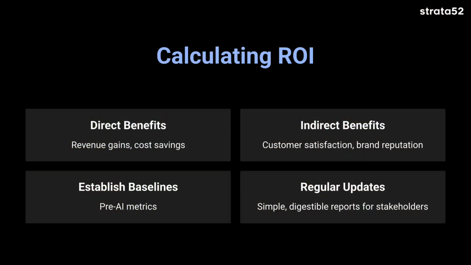Finally, let's talk ROI, a topic near and dear to every business owner's heart. To effectively measure ROI, consider both direct and indirect benefits. The direct benefit of an ROI is direct financial gain. This is revenue increases, cost savings, and reduced errors. Indirect benefits of ROI are increased customer satisfaction, better decision-making, reduced churn, or an improved brand reputation.